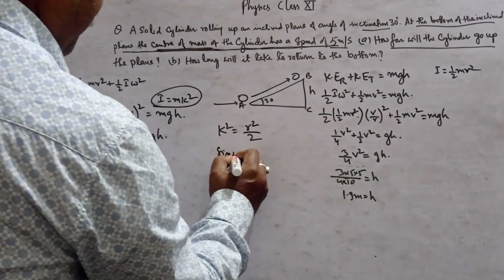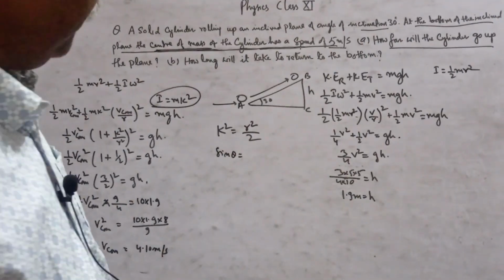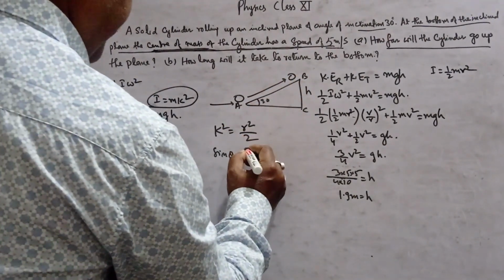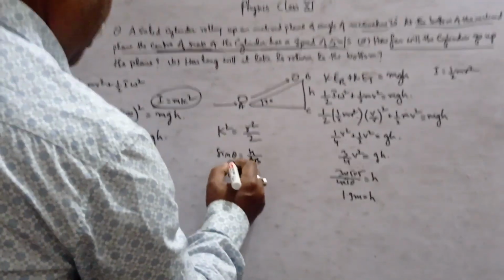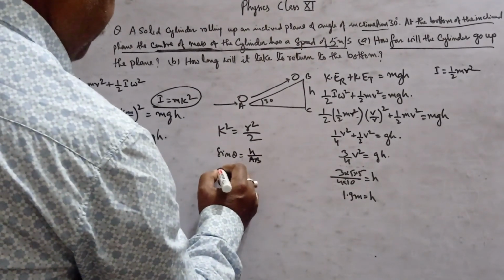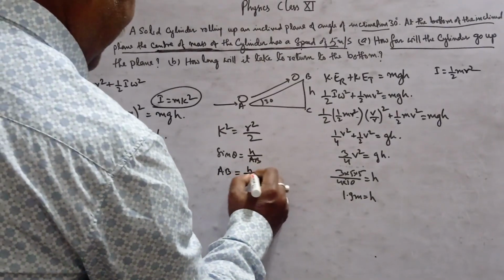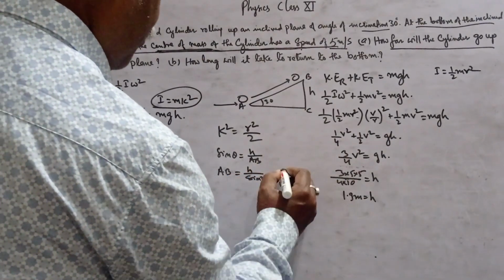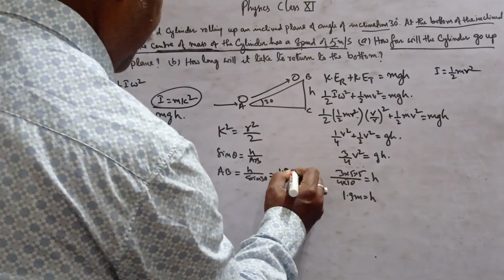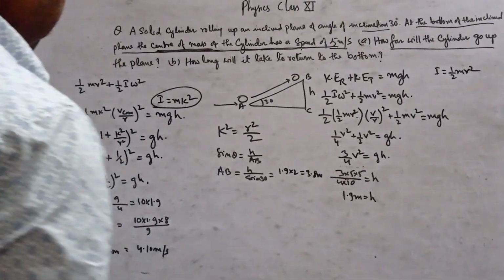Your sine theta will be equal to H by AB. So your this will be how much? Sine theta, this sine 30 degree. So AB is equal to H by sine 30 degree, and H is your 1.9, into 2, this comes out to be 3.8 meter. So this comes out to be 3.8 meter.